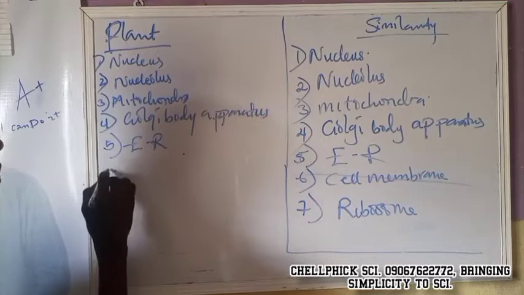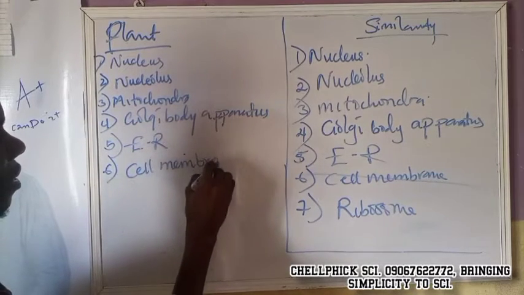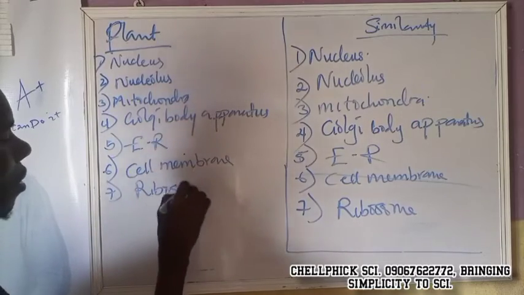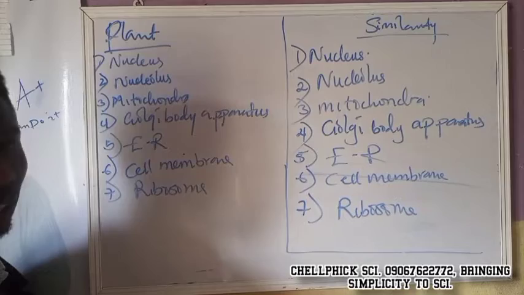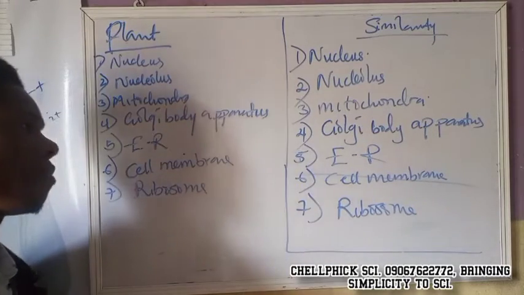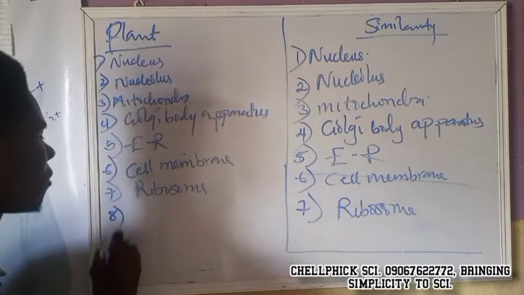Endoplasmic reticulum. Number six, we have cell membrane. Number seven, we have ribosome. Now, what I always do is, whenever I'm asked to write what the cell organelles found in the plant cell are, or if I'm asked for the animal cell, I'll first write the ones that are common to them.